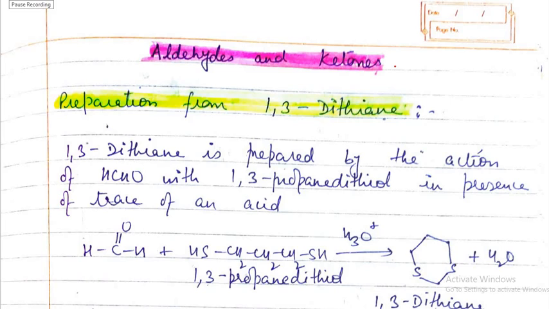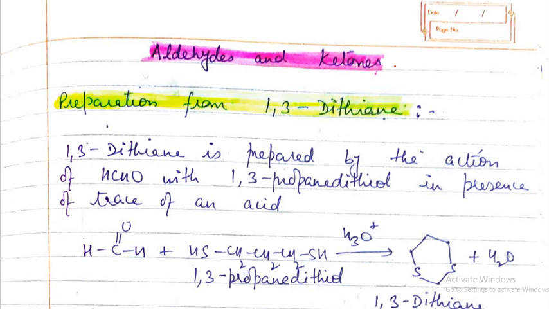Today we will start with aldehydes and ketones. In this we will do first preparation from 1,3-dithiane, then the mechanisms involved in nucleophilic addition reactions, that is in which small molecules are removed, and the second in which small molecules are not eliminated while the nucleophilic addition reactions. So first is preparation from 1,3-dithiane.